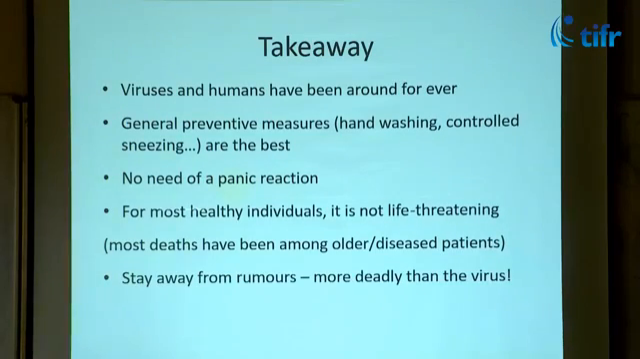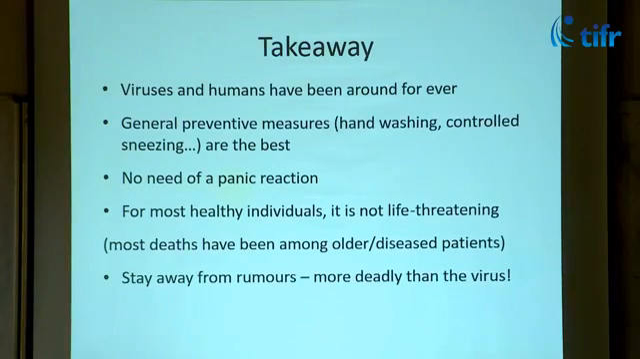Exactly. For healthy individuals, it is not at all life-threatening, and most deaths have been among the older or diseased patients. So if you are older than 60 or 65, or if you have some other disease, which is called comorbidity, a disease present along with the coronavirus disease, for example diabetes or asthma, then you are at greater risk. So please be careful, and stay away from rumors. They are more deadly than the virus. Because this virus is not at all going to kill you, but the rumors might just kill you.